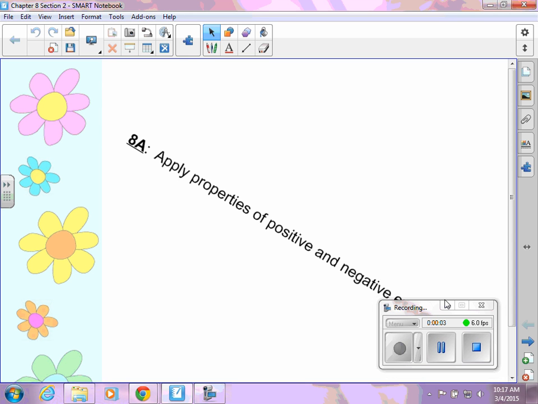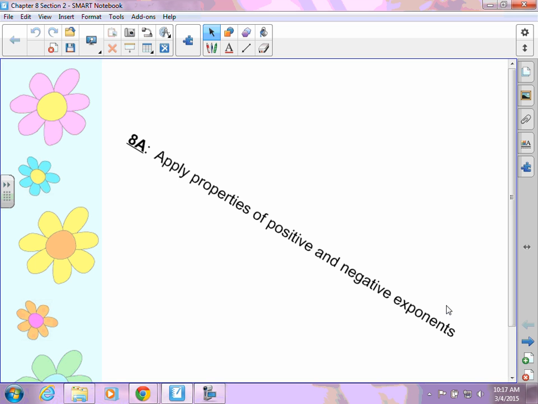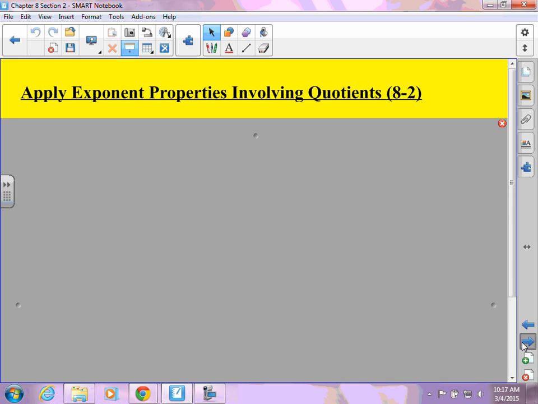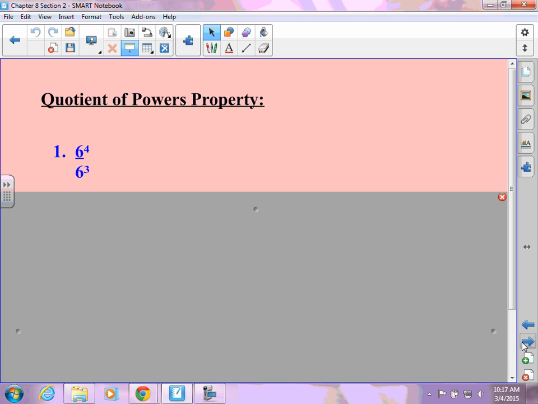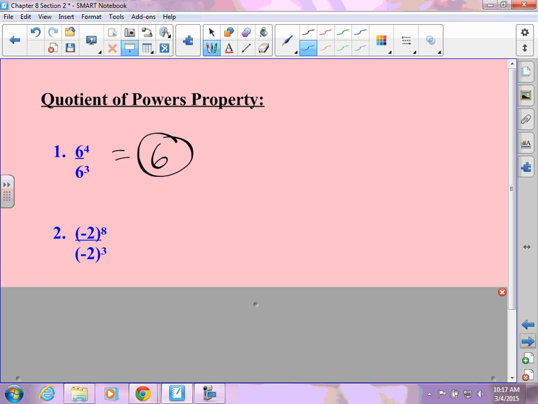Today we're going to do 8-2, the second day. All right, so again, we're applying properties of positive and negative exponents. If you remember from yesterday when we had problems like this, what did we do with the exponents? That's correct. We subtracted them. And so this ended up being 6, or 6 to the first, right? We got -2 in parentheses to the 5th power, correct, because 8 minus 3 is 5, right?